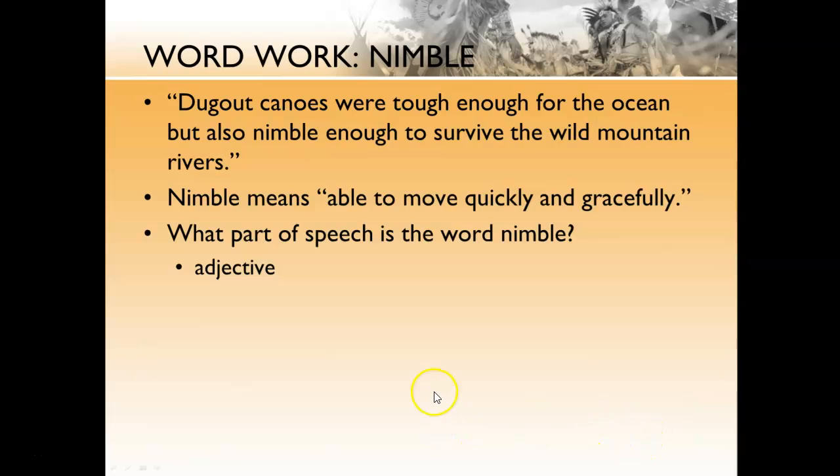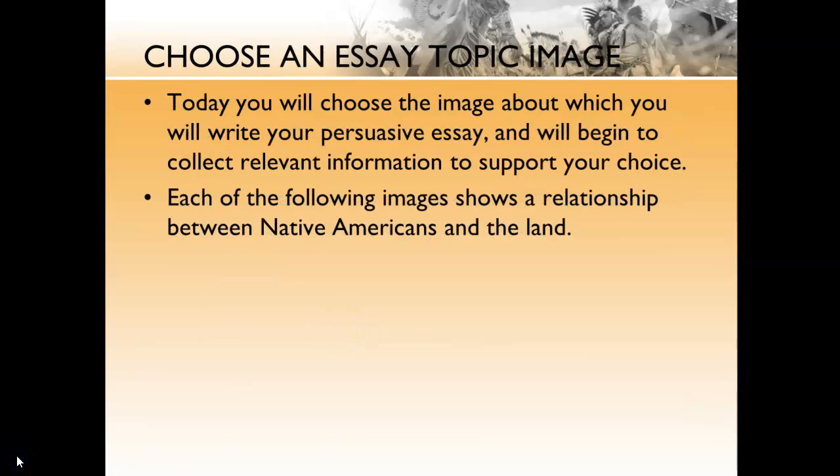Our word work for today is nimble. Dugout canoes were tough enough for the ocean, but also nimble enough to survive the wild mountain rivers. Nimble means able to move quickly and gracefully, and it is an adjective. We're now going to choose our essay topic image.